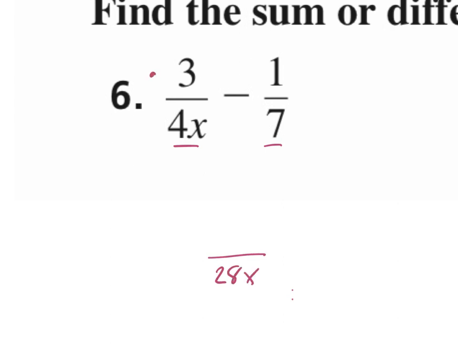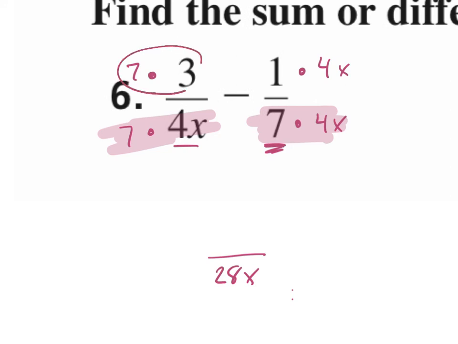So we multiply the top and the bottom here by the other denominator. So we multiply the top and the bottom by 7, and then we multiply the top and the bottom here by 4x. Because that'll give us 28x here, and it'll give us 28x here. So then we want to multiply the top here. So 7 times 3 is 21. And then we multiply the top here by 4x. So it is 21 minus 4x.